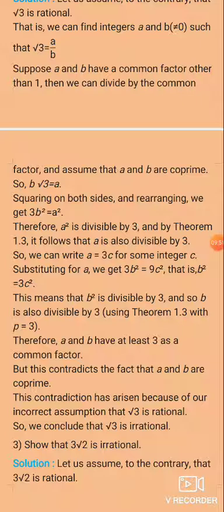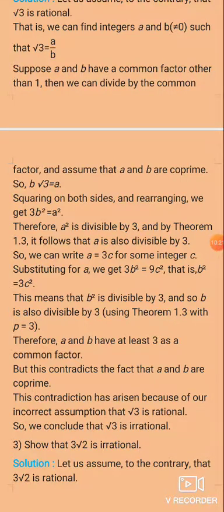Therefore, a and b have at least 3 as a common factor. But this contradicts the fact that a and b are co-prime. This contradiction has arisen because of our incorrect assumption that root 3 is rational. So we can conclude root 3 is irrational. So listen carefully, students. This first one and second one proved root 2 irrational and root 3 irrational. Important one, that is a 3-mark question.